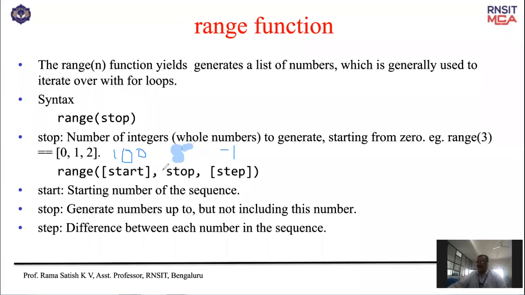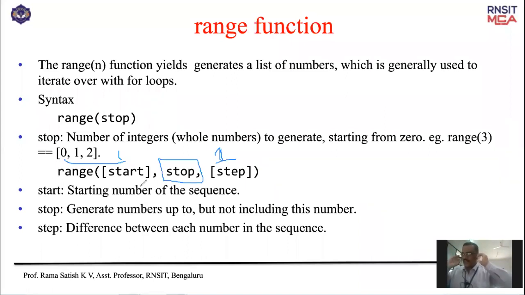So remember, the ending condition, that is stopping condition, is mandatory. Start and the step is not mandatory. If you don't give start, the default value of start is 0. And the default step is 1. So it is automatically taken. So that's about range function.